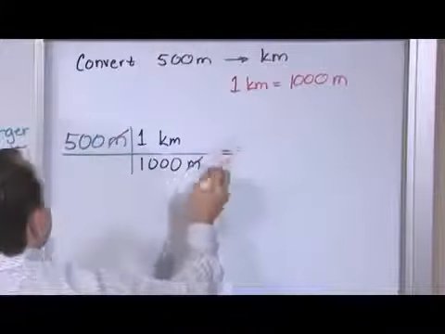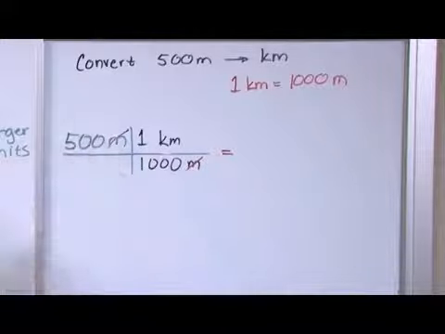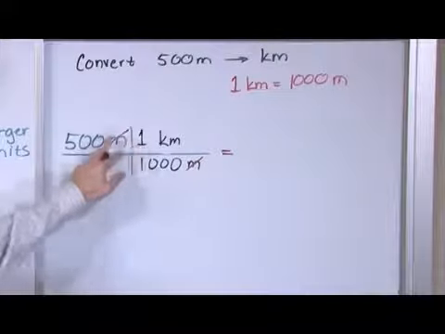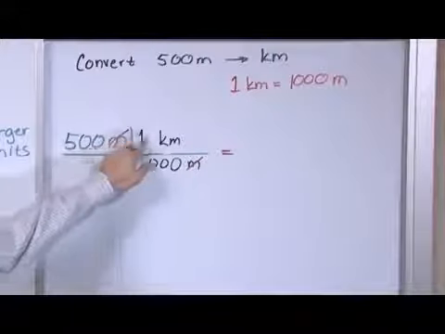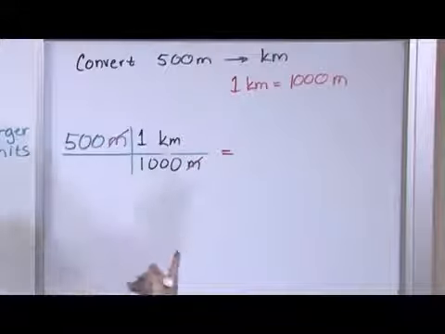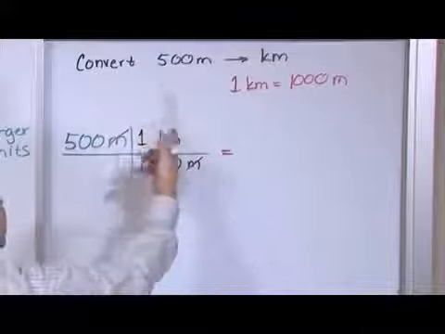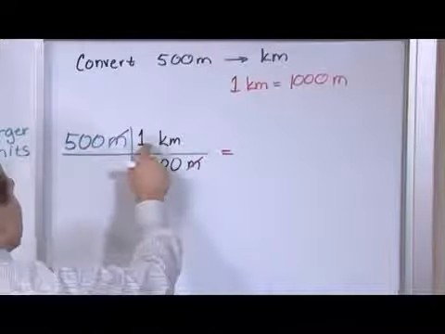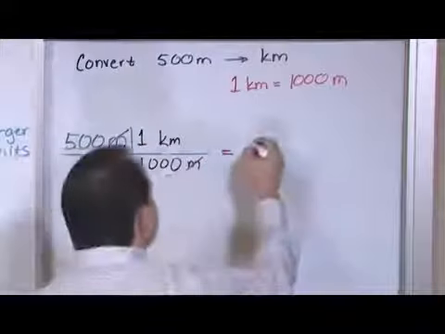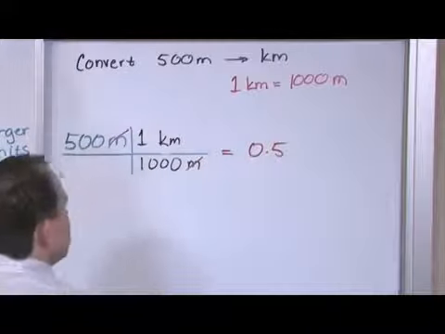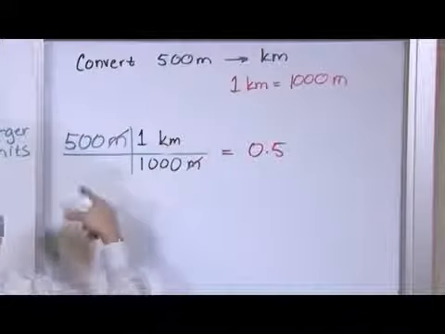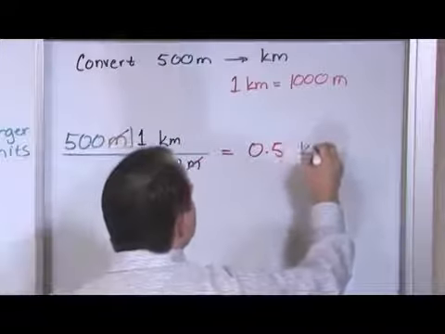So what we do here is we treat it like a fraction. We have 500 times 1. We're multiplying by 1 because these are both on top. We take the result of that, which is 500, and we divide it by 1,000. 500 times 1 divided by 1,000 is going to give you 0.5. 0.5 what? Well, the only unit remaining that hasn't canceled with anything is kilometers, so we have 0.5 kilometers.